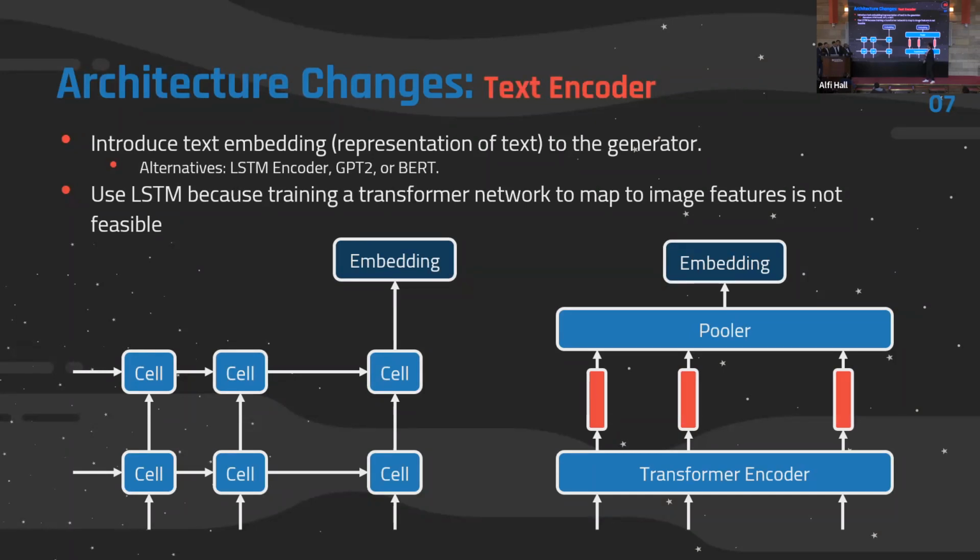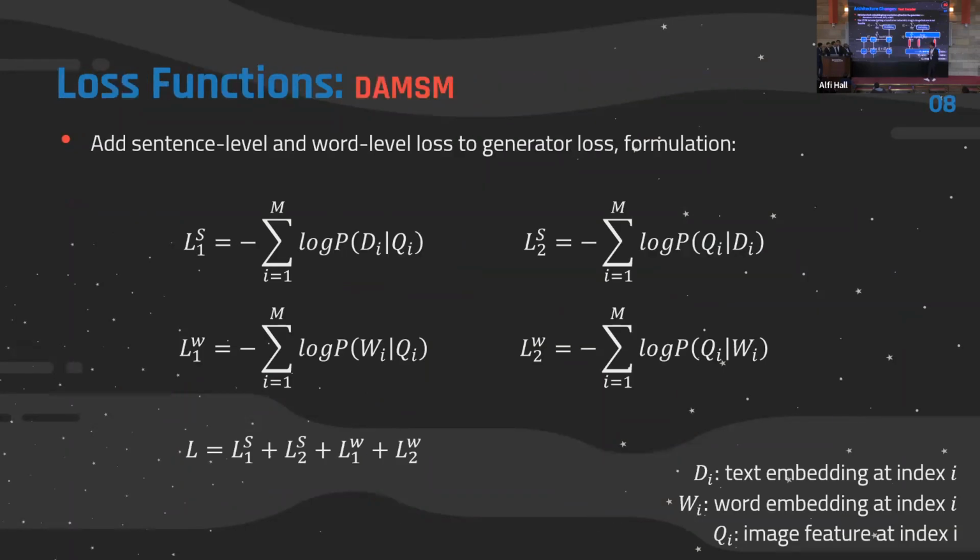To calculate the loss function, we have to calculate the similarity score between the words and the images, as well as the similarity score between the whole sentence and the image. We end up with 4 elements of the loss function, and the DAMSM loss is defined as the sum of all 4 elements, and that's how we achieve the similarity between the features of the text and the image.